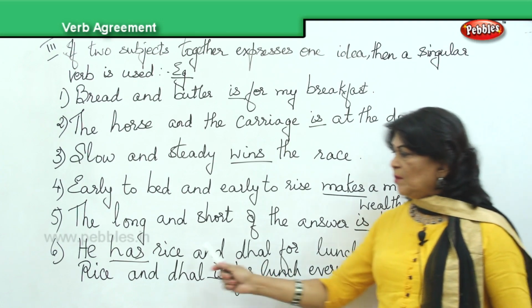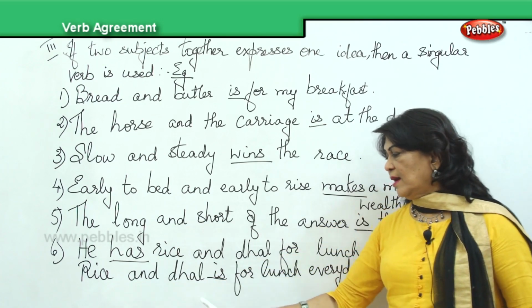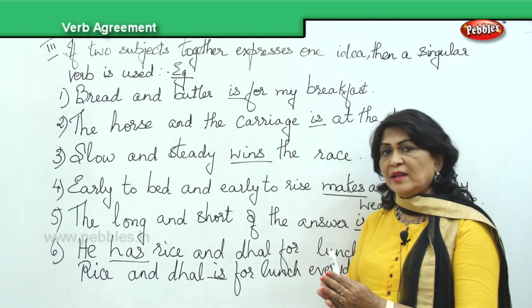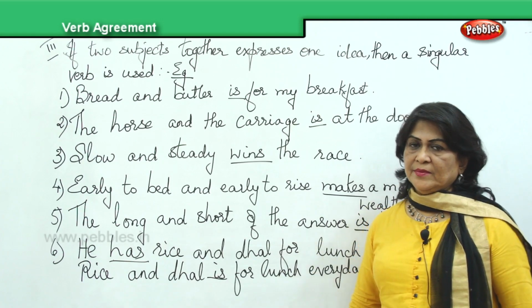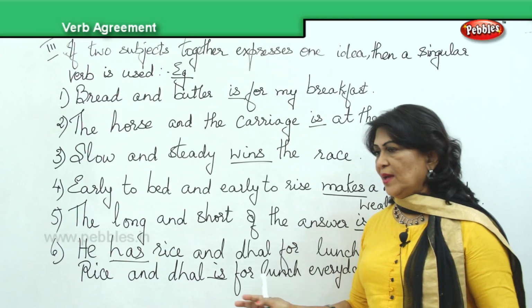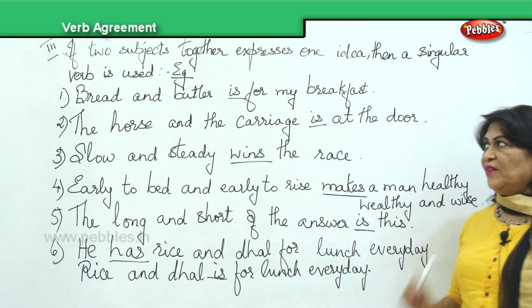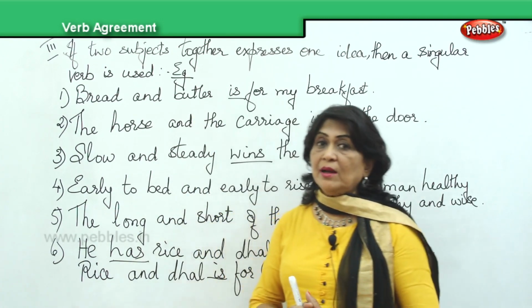Now, same sentence I have rewritten here. Rice and dal is for lunch every day. Because together they are mixed as one full dal rice. Okay? Dal rice is nothing but dal and rice mixed together, is for lunch every day. So, you have seen the examples of the third rule.